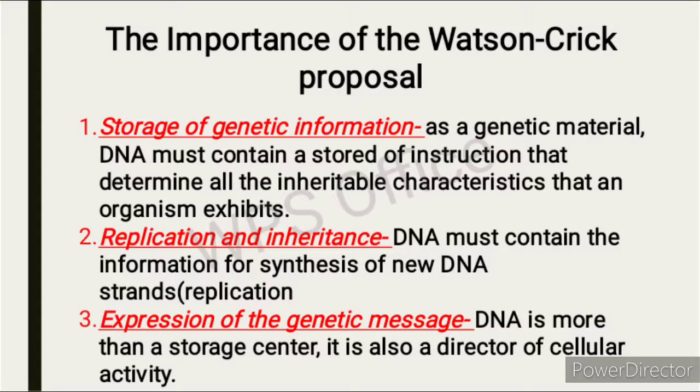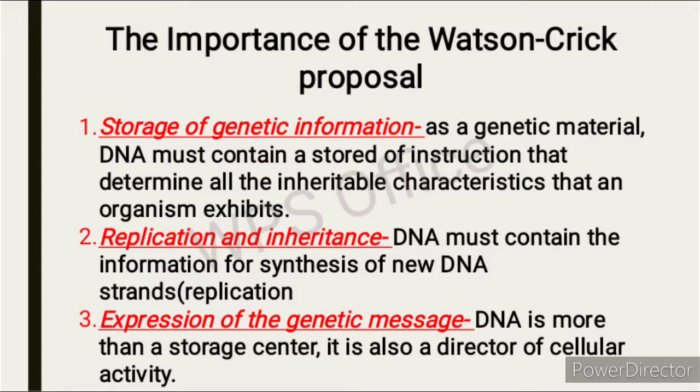Number two is replication and inheritance. DNA must contain the information for synthesis of new DNA strands, or replication. DNA replication allows genetic instructions to be transmitted from one cell to its daughter cells and from one individual to its offspring. Number three is the expression of genetic information.